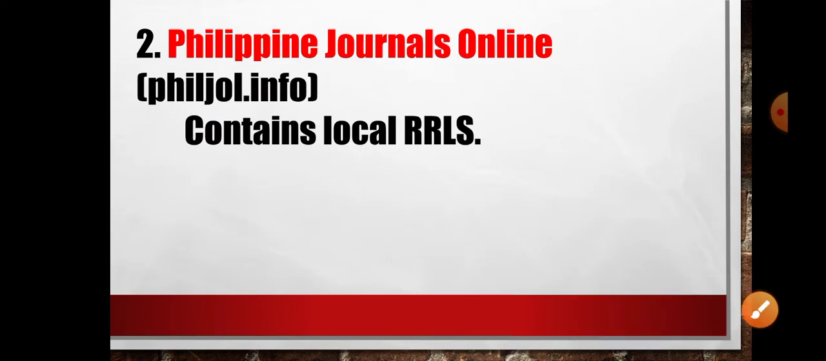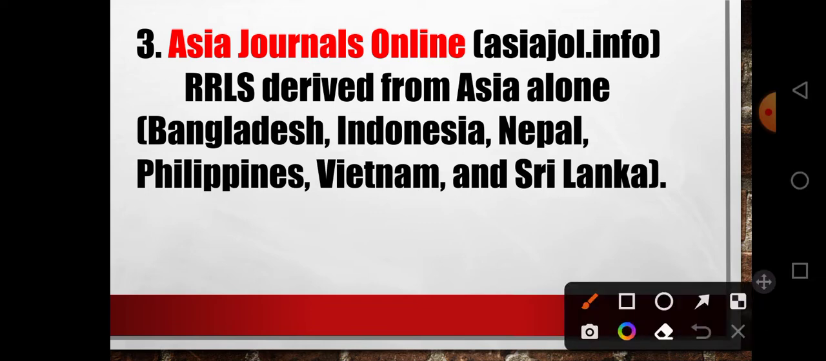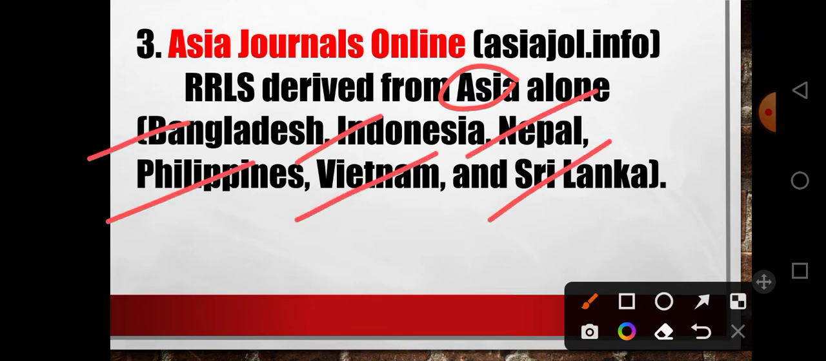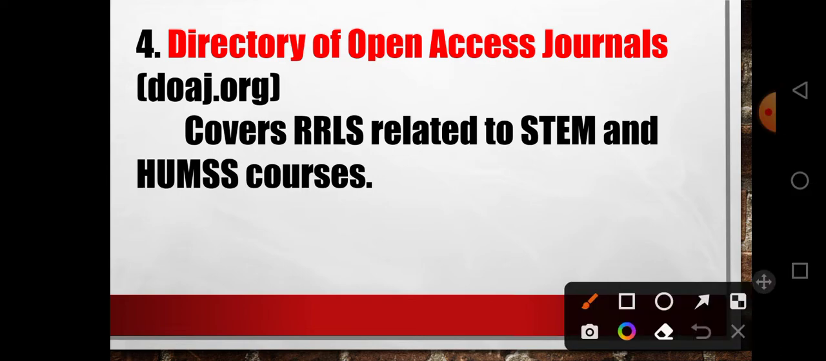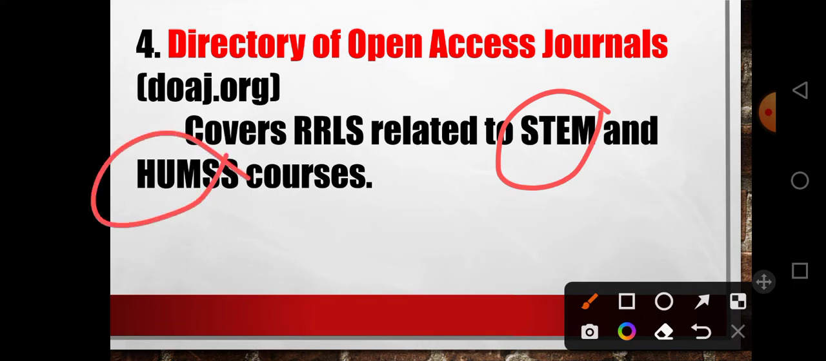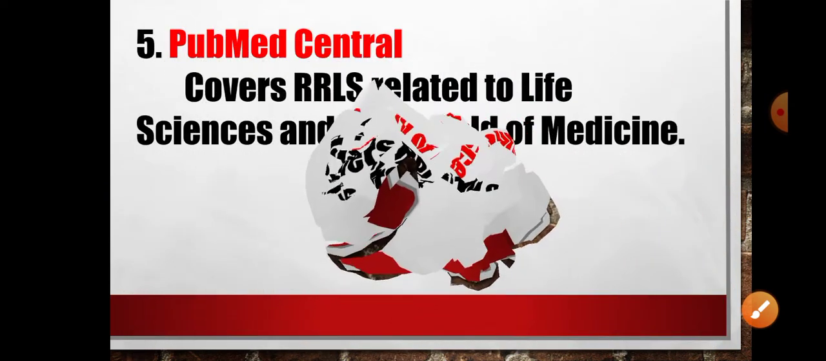Okay, so another example, we have Asia Journals Online or asiajournal.info. So these are sources derived from Asia alone, so from countries of Bangladesh, Indonesia, Nepal, Sri Lanka, Vietnam, and the Philippines. Then we have doaj.org or the Directory of Open Access Journals. So this one covers RRLs related to the STEM strand and UMS courses. Okay, so if you are pursuing researches under STEM and UMS, you can find several reliable RRLs in the DOAJ.